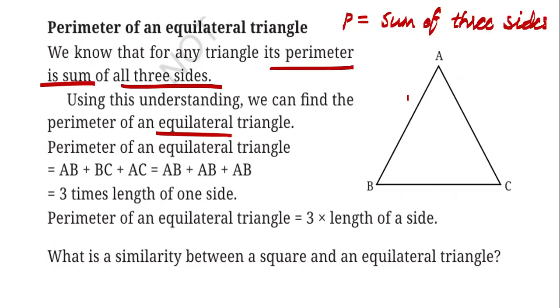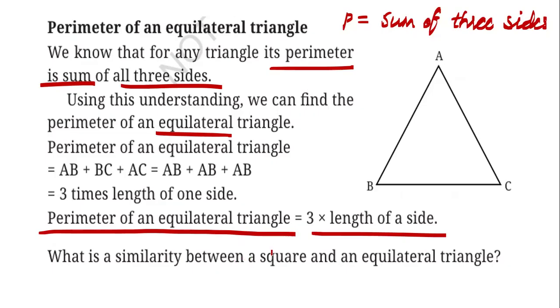Equilateral means all sides are equal. Perimeter of an equilateral triangle is equal to AB plus BC plus CA. Here all sides are equal. Therefore, AB is equal to BC is equal to CA. That means AB plus AB plus AB, 3 times the length of one side. Therefore, the perimeter of an equilateral triangle is equal to 3 into the length of a side.